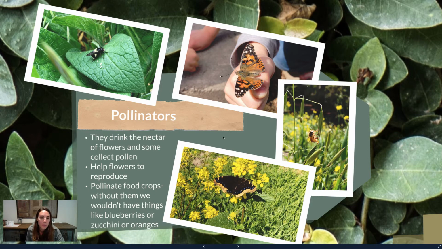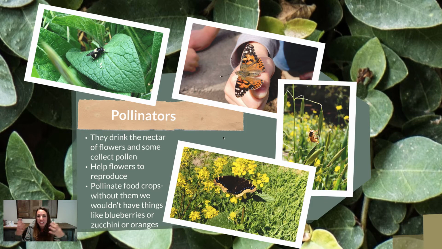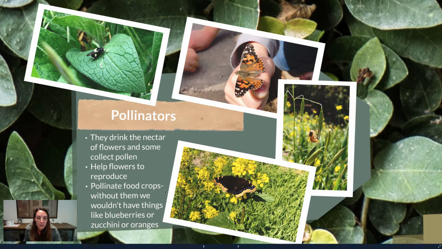But pollinators are important because they drink the nectar of the flowers, and some of them collect pollen, and that's their food source. But as a result of doing that, the pollen gets stuck to their body, and as they go from flower to flower, they spread the pollen out, and that helps the flowers to reproduce. So without them, we wouldn't have flowers. Flowers couldn't reproduce. They also pollinate food crops.